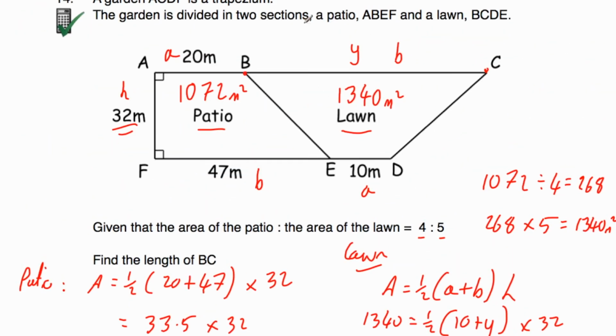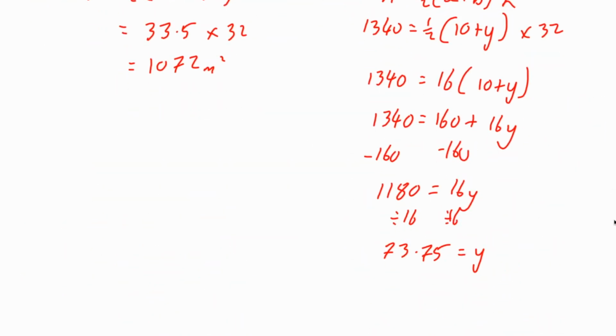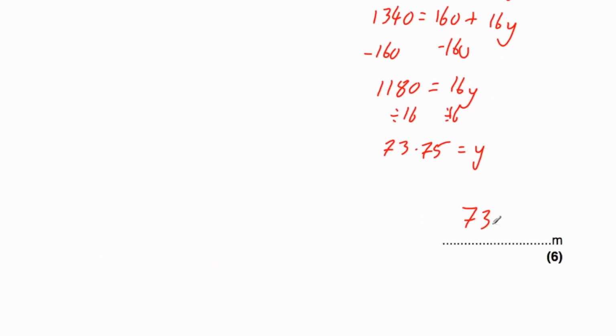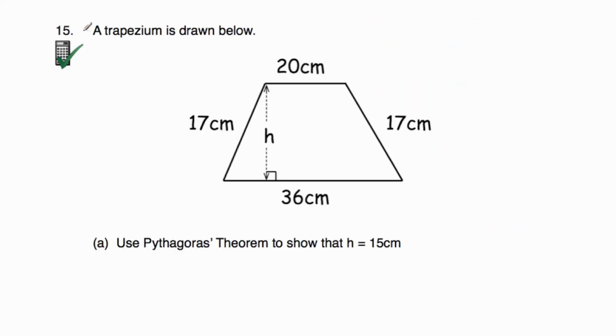So if we go back up to our question, we know that's equal to 73.75 meters. And the question says find the length of BC, that is 73.75. 73.75, and that's it.